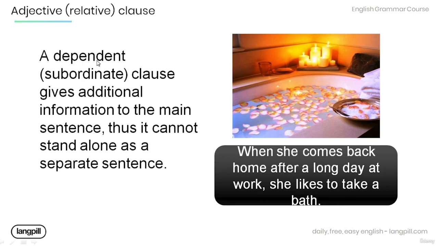Now, the dependent or the subordinate clause in the sentence is "when she comes back home after a long day at work," and it's used to give us additional information about the main sentence. She likes to take a bath.